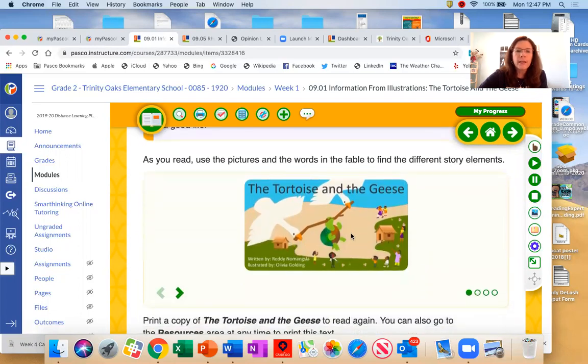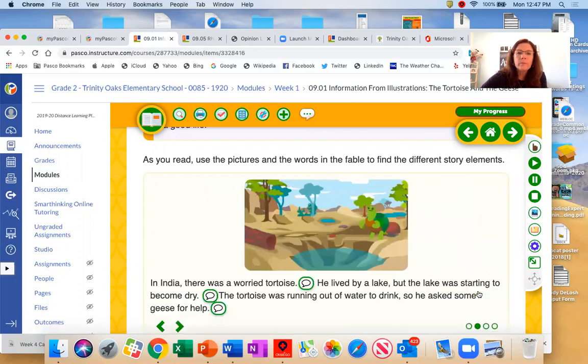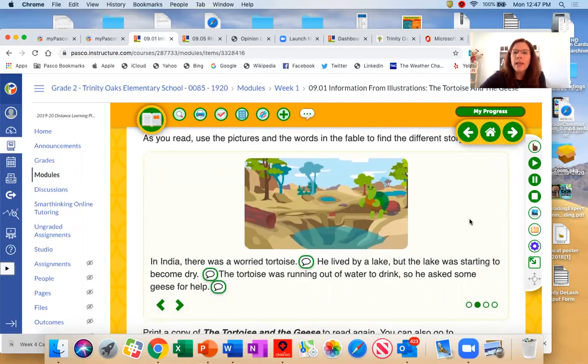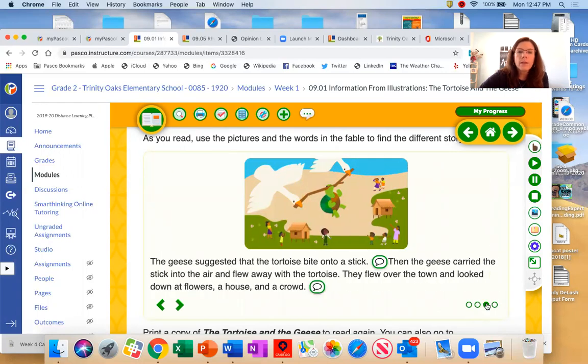So here's the tortoise and the geese. Now notice you have the buttons. So we have the title, we have the front of the book. In India, there was a worried tortoise. He lived by a lake, but the lake was starting to become dry. The tortoise was running out of water to drink, so he asked some geese for help. The geese suggested that the tortoise bite onto a stick. Then the geese carried the stick into the air and flew away with the tortoise. They flew over the town and looked down at flowers and a house and a crowd.